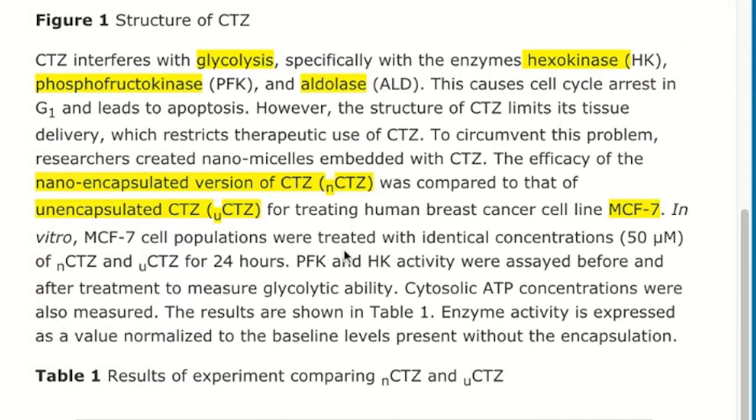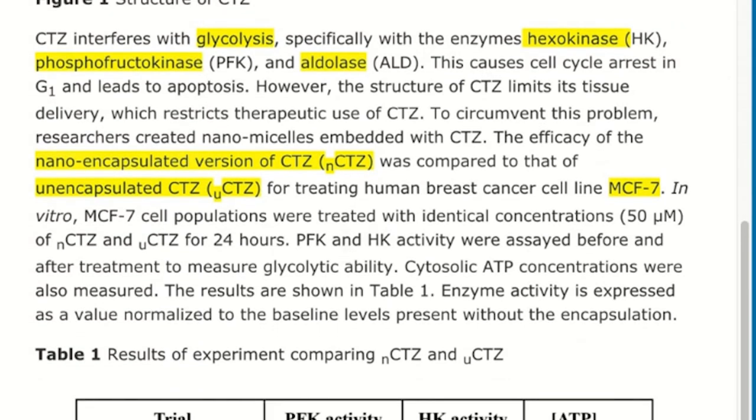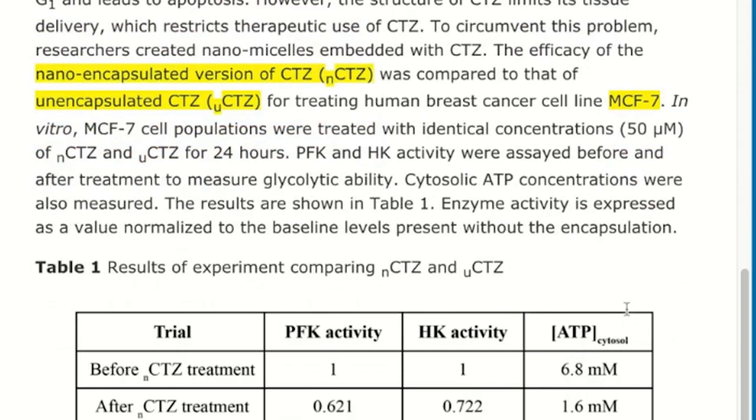All right. Oof. This is when they start throwing all of the abbreviations that they've already defined to you all at once and hoping that you can keep up. So they tell us the study and then they give us the results. But really, all that group of sentences was really telling us is, we have these nano-encapsulated versions and we have the unencapsulated version. We just treated some cancer cells with it and then we measured these enzyme concentrations. Or rather, we measured these enzyme activities.